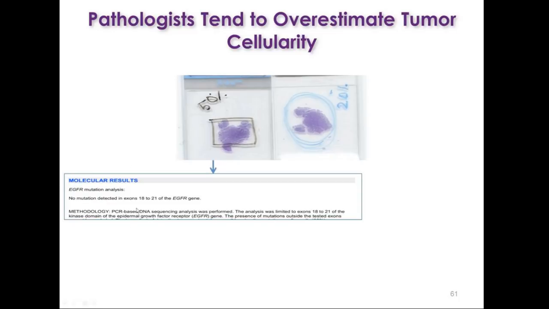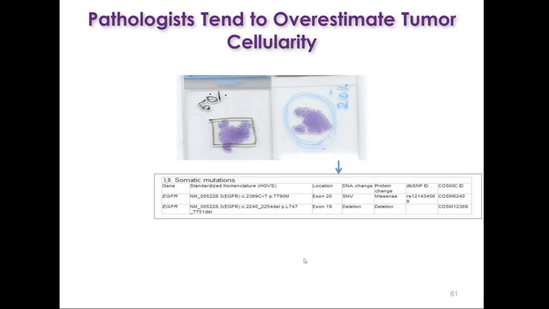The thing was, this was run by Sanger sequencing. You see it in the methodology, it says PCR-based DNA sequencing. And I've told you, Sanger sequencing needs at least 30 or 40% tumor, otherwise you'll get a false negative result. So when it came back, it was rerun by NGS, and NGS has a much better sensitivity, and we were able to pick up the exon 19 deletion that the patient already had.